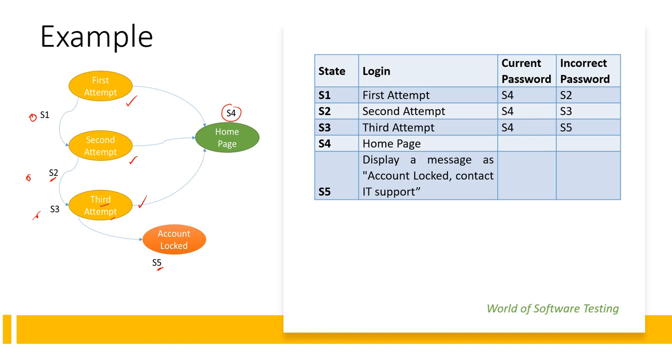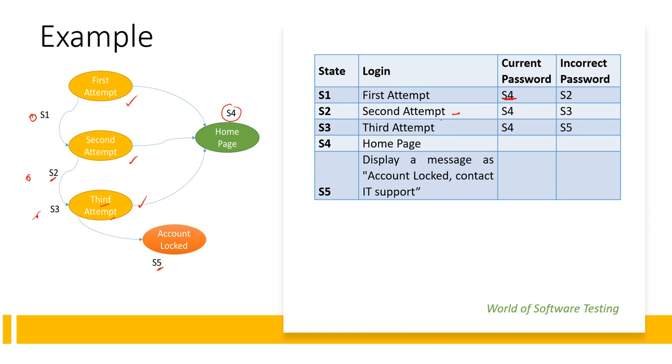For the first attempt, when we enter the correct password, the user gets logged in, and this goes to the state S4. If the user enters an incorrect password, then the user is unable to log in, and the state changes to S2, that is for the second attempt here.